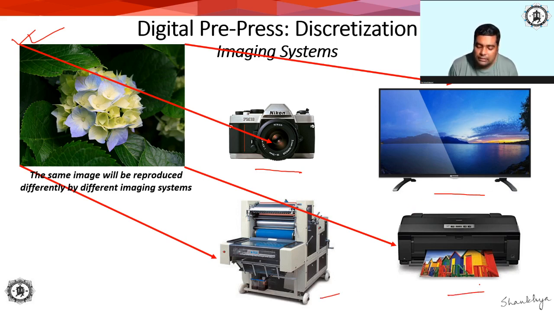Now, we have developed this much idea till now that if you want to reproduce the same image, that is the image with the flower and the leaves, using all these four technologies, the ultimate output that you will get is different in different technologies. Why? Because the method of reproduction of image in all these four technologies is different.